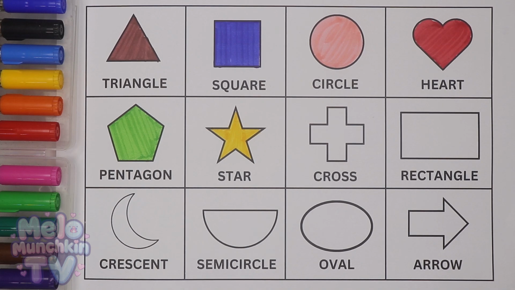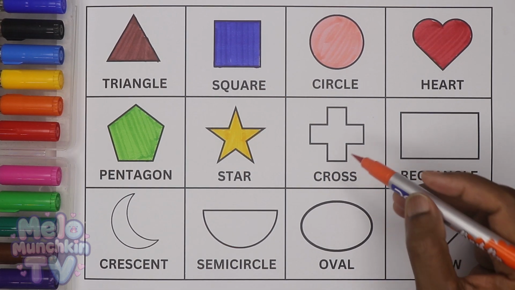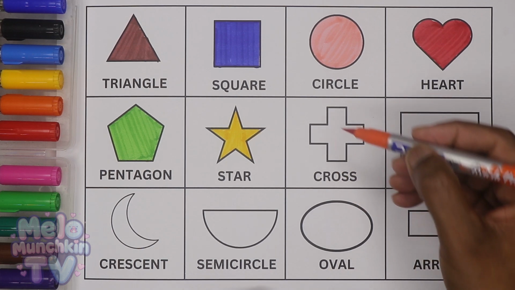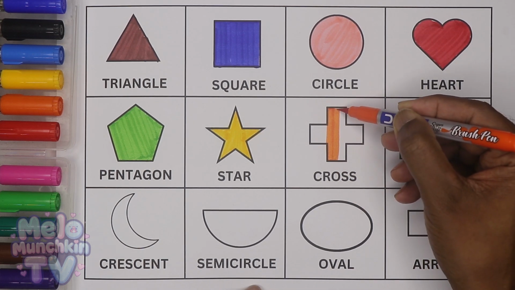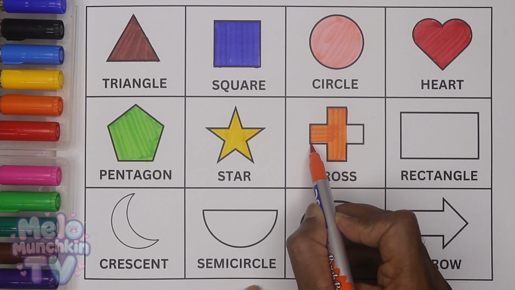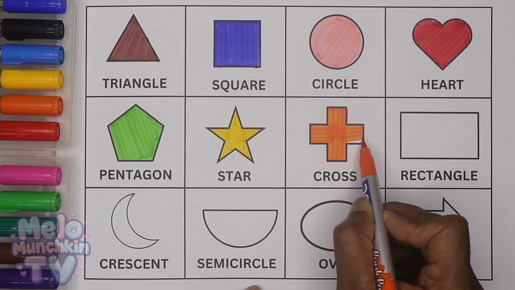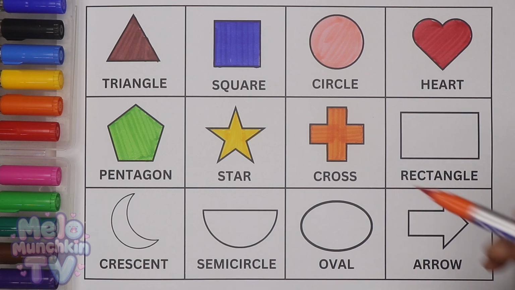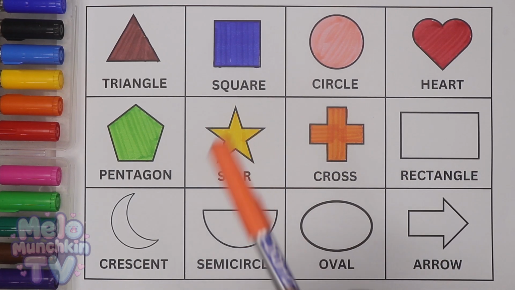Next I'll take orange color and color the cross. This shape is called cross. Okay, this is cross and this one is orange color.